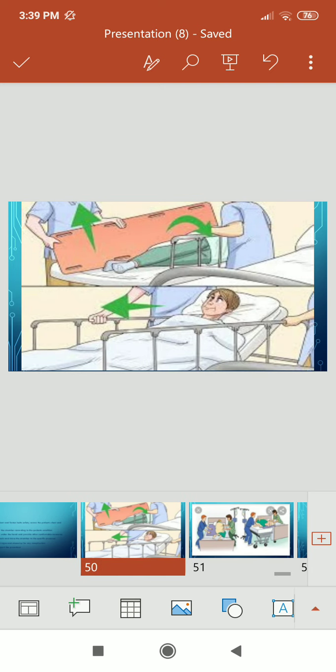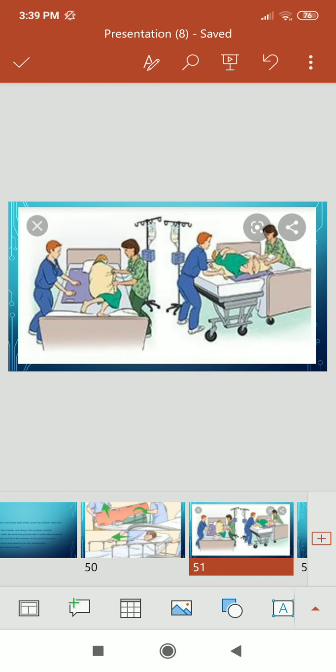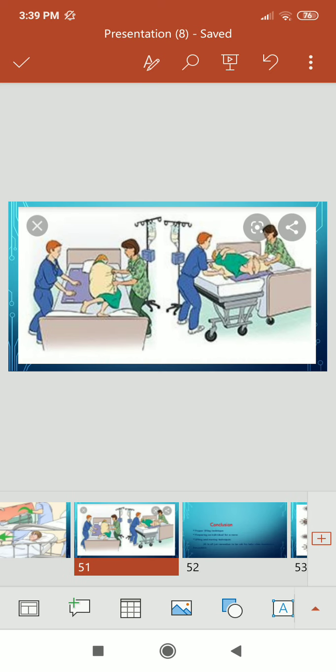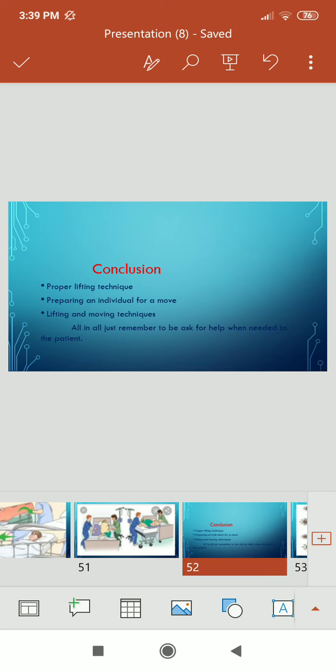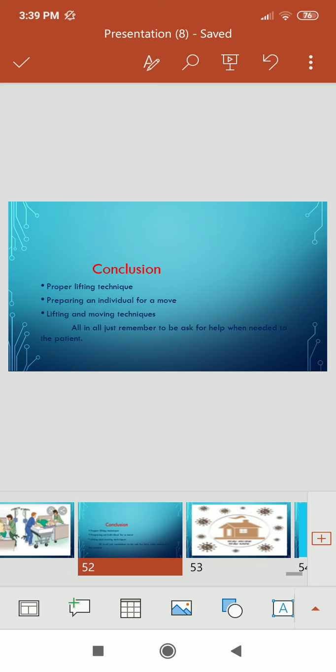Some of the figures: transfer from stretcher to bed or bed to stretcher. Conclusion: proper lifting technique, preparing an individual for a move, lifting and moving techniques. All in all, just remember to ask for help when needed to move the patient.